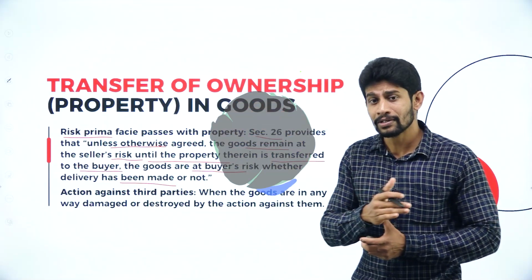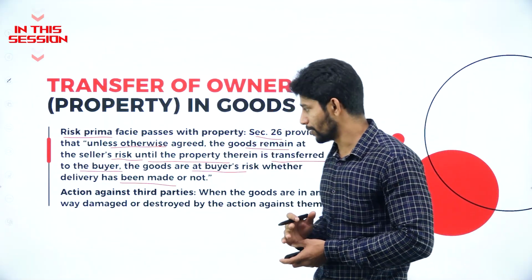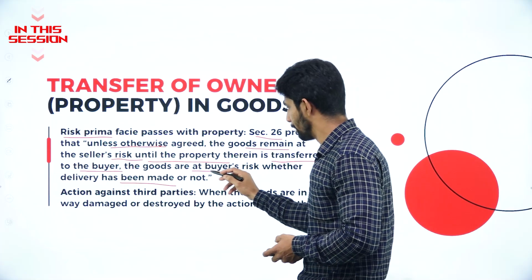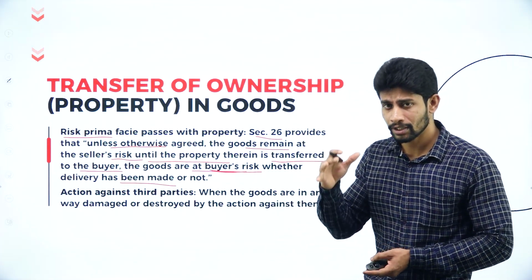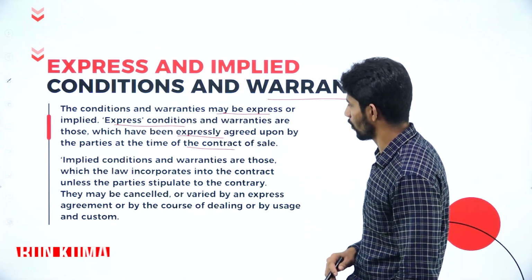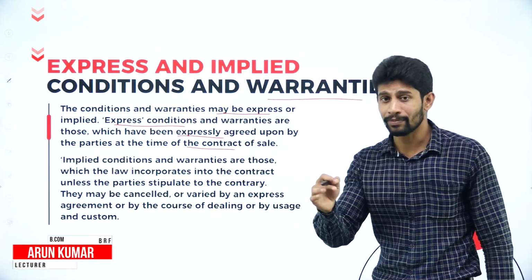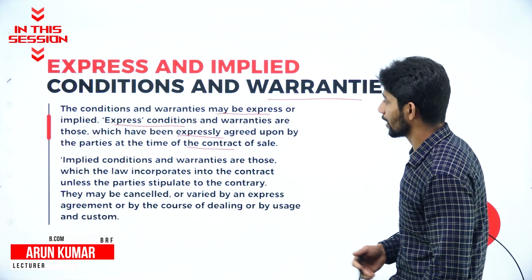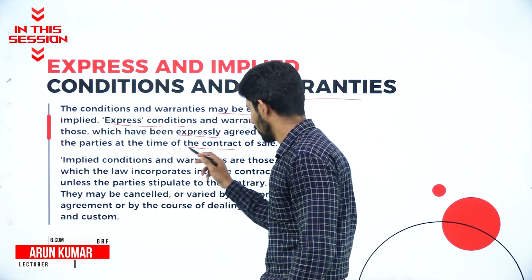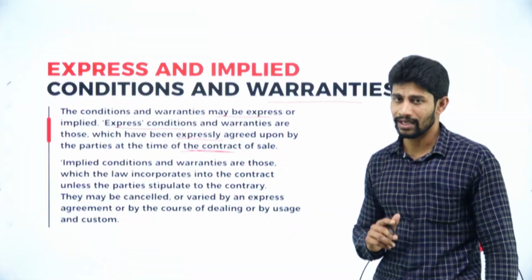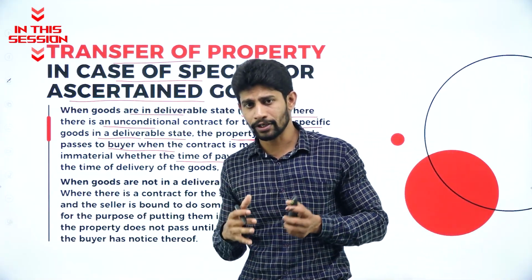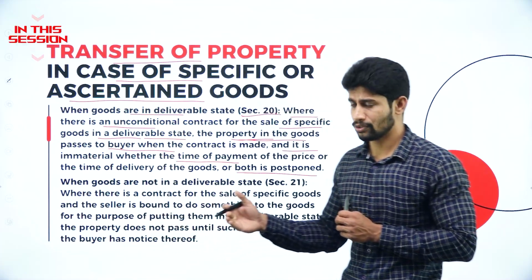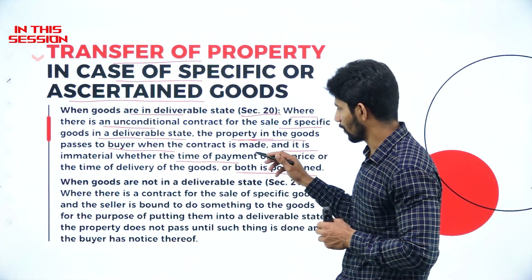If the goods are transferred or the transportation takes place, then the buyer will have the risk or the responsibility of the goods. Express conditions and warranties are those which have been expressly agreed upon by the parties at the time of the contract of sale. Once it is unconditional and deliverable, then automatically the property or the goods will be transferred to the buyer when the contract is made.